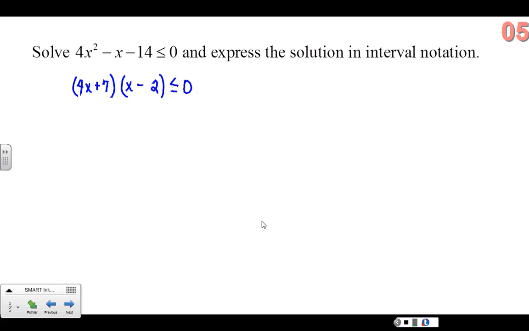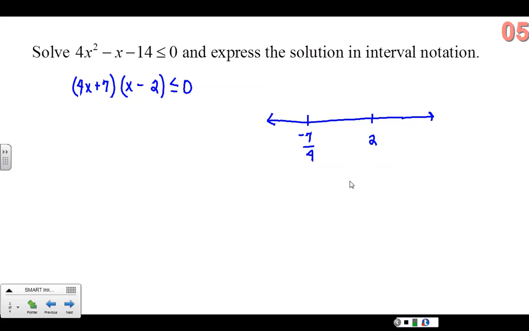4x squared minus 8x plus 7x is negative x in the middle, and then 7 times negative 2 would be 14. So those two solutions, if we were to set those equal to 0, the critical numbers will end up being negative 7/4 and then positive 2 on down the line here somewhere. So again, I have 3 different intervals on my number line to test. Negative 7/4 is like negative 1 3/4.